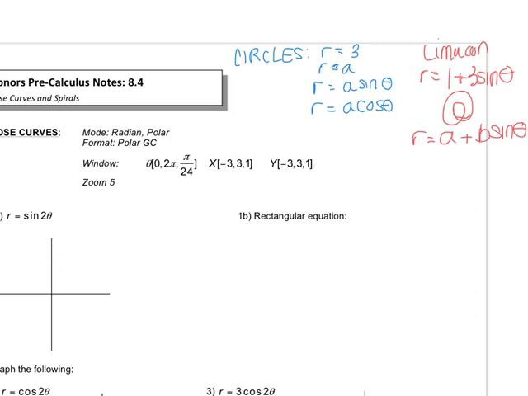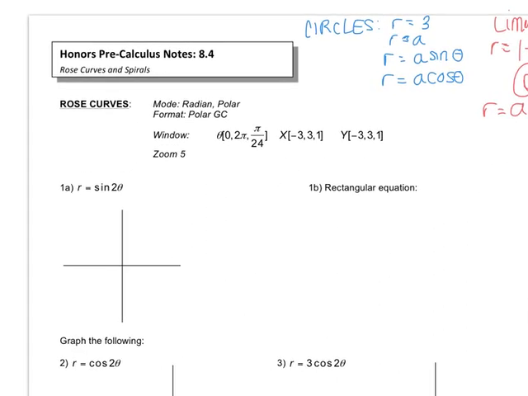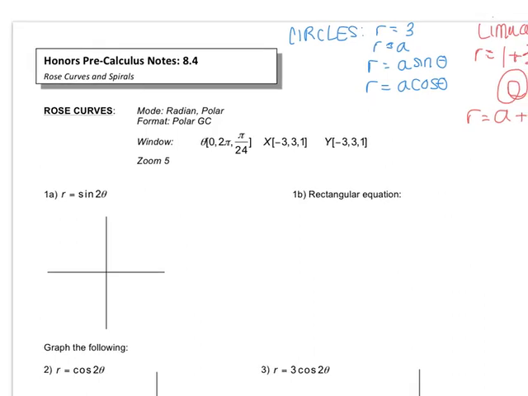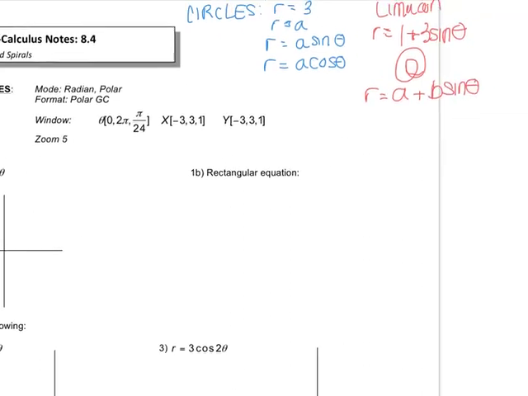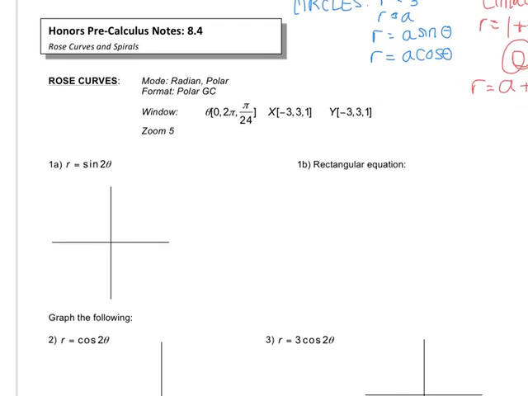Today we're going to look at rose curves and spirals. And each of these different types, so circles, limacons, all look a certain way. Limacons look like this, a number plus some number times sine or cosine theta. We're going to see the same thing with rose curves and spirals. Their equations always look a similar way and tell us specific information about the graph. The first thing you're going to want to do is pay attention to this information right here.